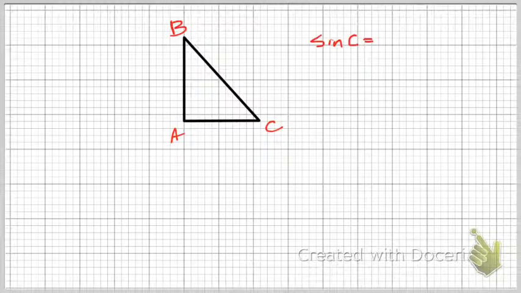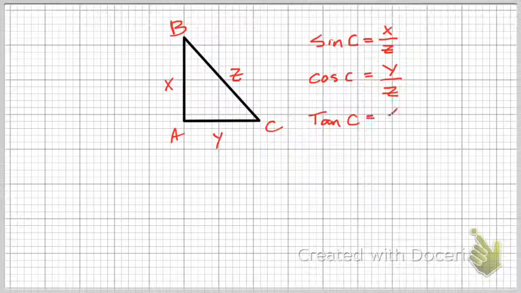So here we are, sine of C is equal to, now if I give x, y, and z as the side lengths, x over z. Now that's opposite over hypotenuse. Now we'll put up the mnemonic device a little bit later, but that's the idea, is that we have a name for that particular ratio. I mean, we put in x and z as opposite and hypotenuse. Cosine, adjacent over hypotenuse, so that would be y over z. And then tangent from C is the opposite over the adjacent.